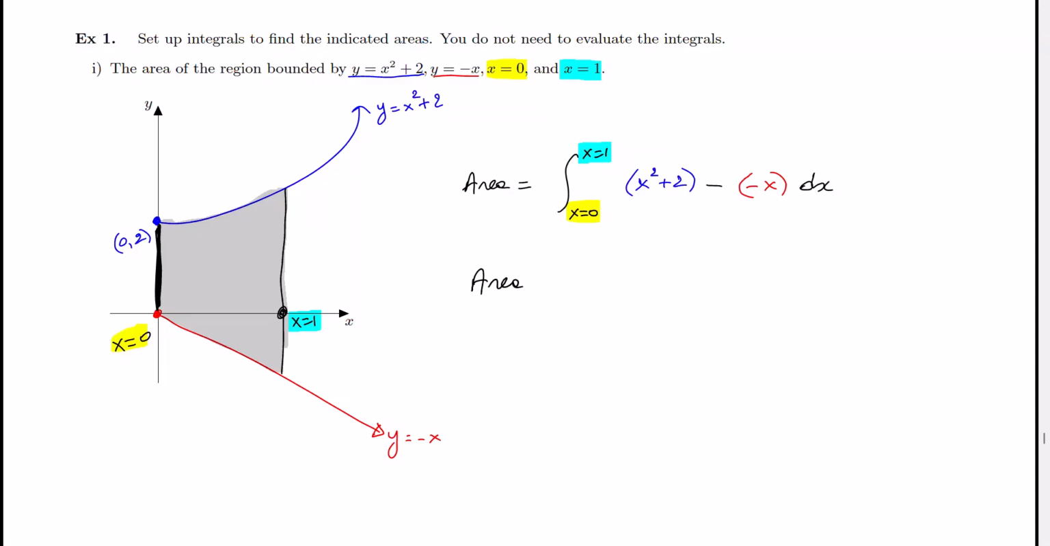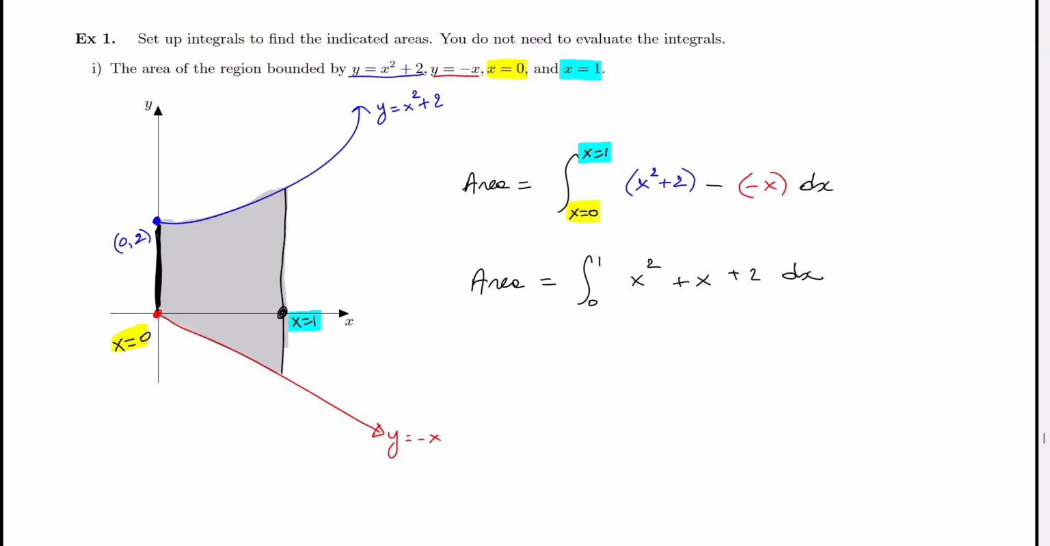So in other terms, if you want to know the area in gray, all you have to do is find the integral from 0 to 1 of x squared, minus is going to be a plus x, then there's the plus 2, and it's all being integrated with respect to x.